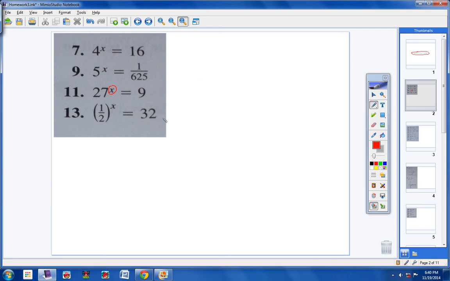Or number 13, excuse me. Okay, 1/2 and a 32. Well, here's what I'm going to do. Now watch this carefully, guys. I'm going to put 1/2 to the x power, okay? Now next, I'm going to put 2 to the 5th power. Now somehow I've got to get both these sides written with a base of 2. So how am I going to do that? Well, here's what I'm going to do. Watch this carefully.